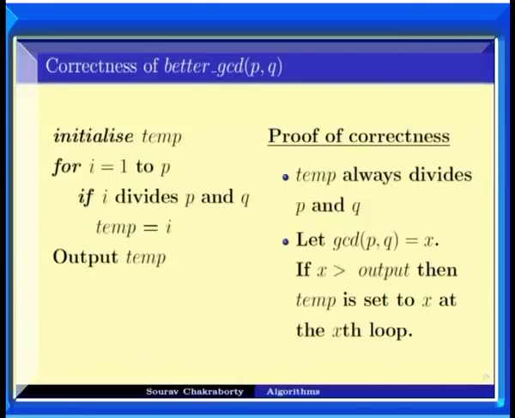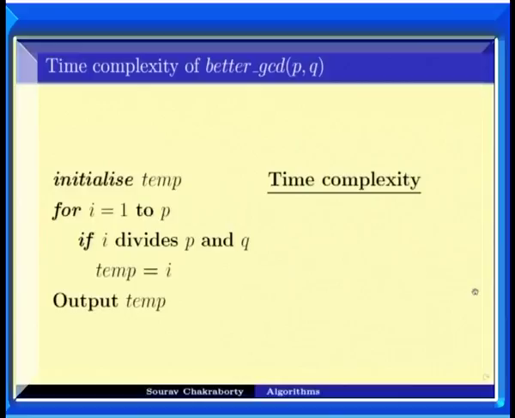Thus, GCD of p and q cannot be strictly greater than the output. So, we have that the output is something that divides both p and q, and the GCD cannot be bigger than the output. So, GCD must be equal to the output. So, this gives us the correctness.